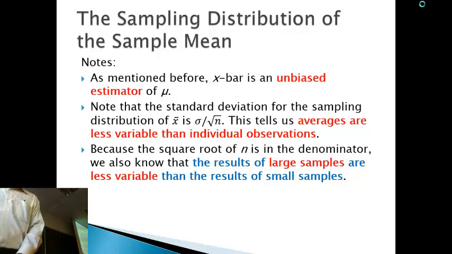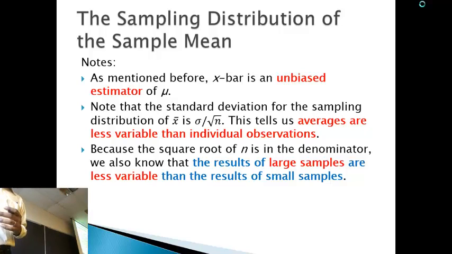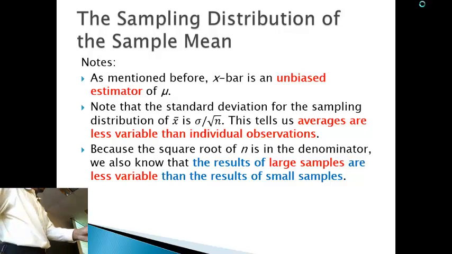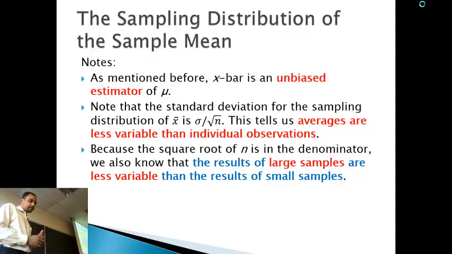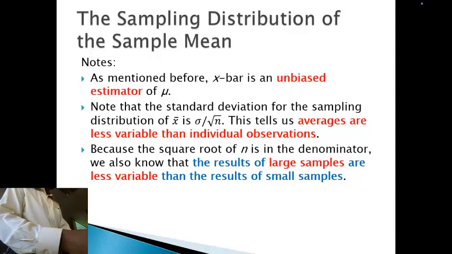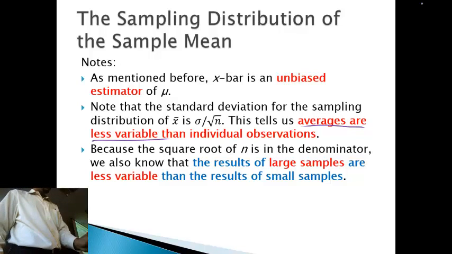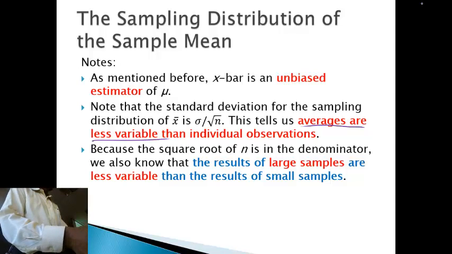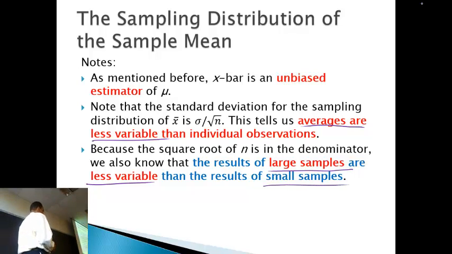Just more things to jot down. And we will get to that major example. So as I mentioned before, X bar is unbiased. That's fine. And this is key. Averages are less variable than individual observations. That's key. And then to be even more predictable, more exact, large samples are less variable than small samples. So if you have a choice between 200 people in your sample and 20, err on the 200 if you can afford it, because you have greater precision in your results.